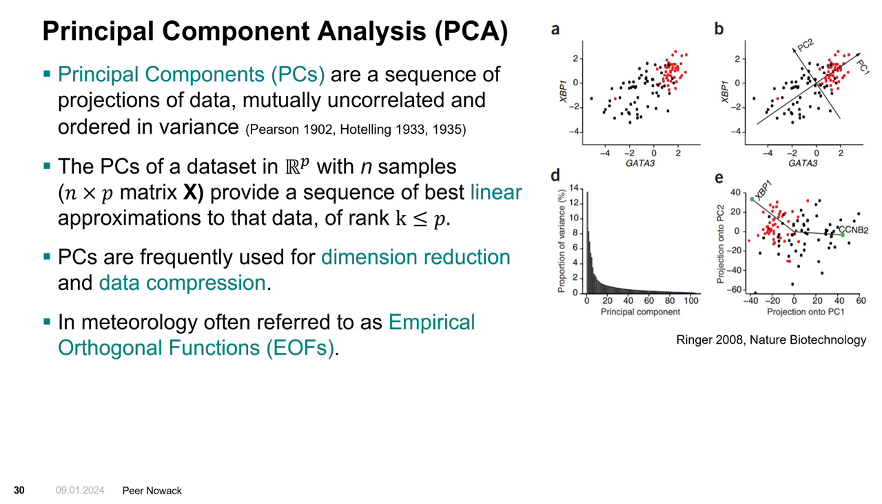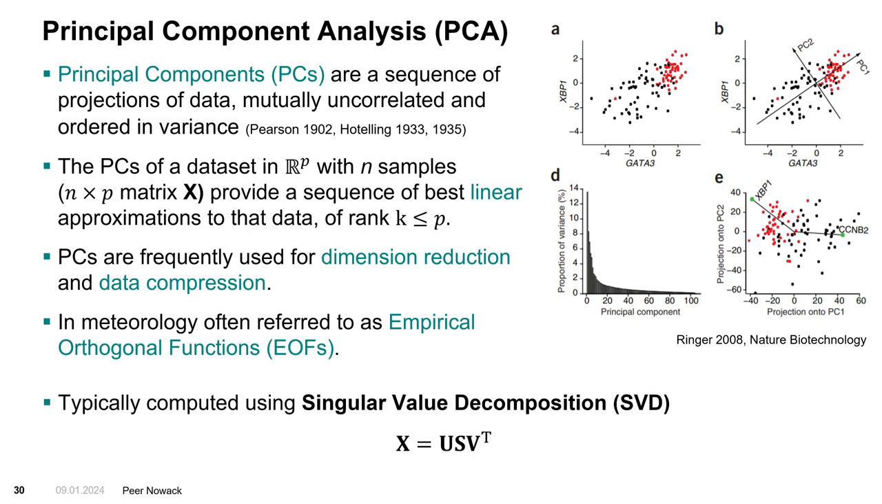Now, I talked about different fields referring to these in different ways, and meteorology is maybe the best example, because in meteorology, most of the papers refer to it as empirical orthogonal functions, but it's exactly the same. So don't get confused by this. So this is often referred to as EOFs in meteorology.